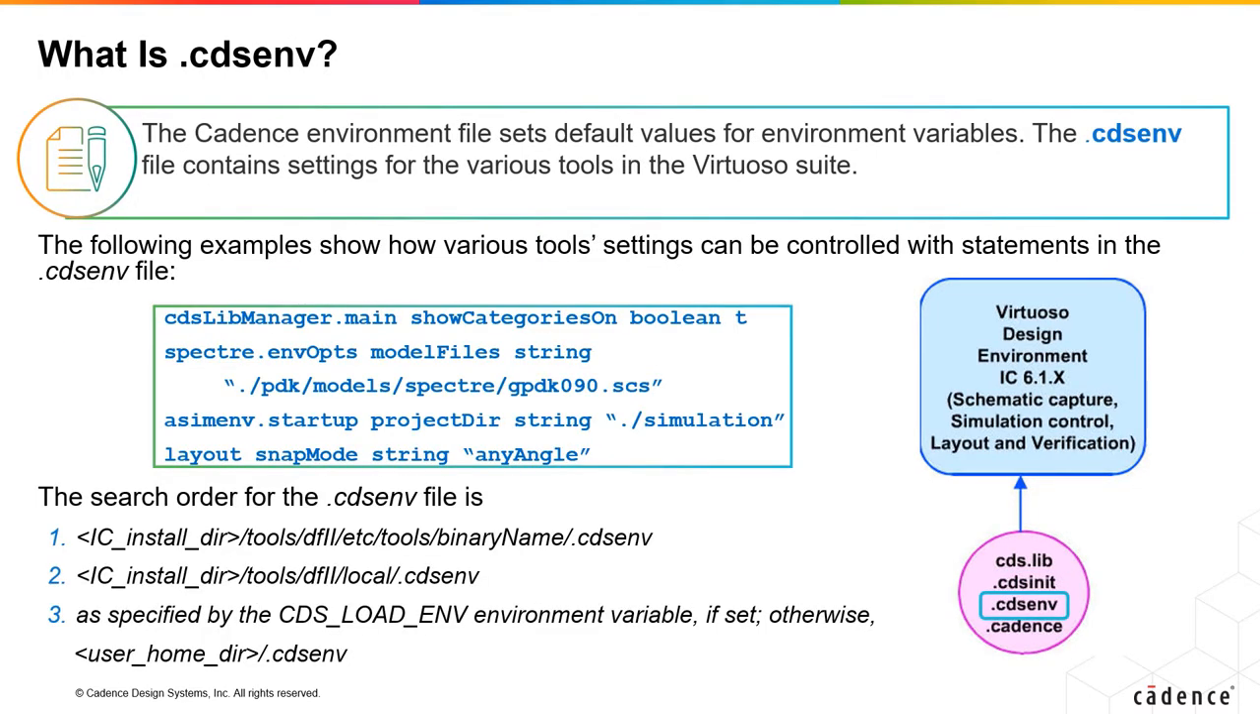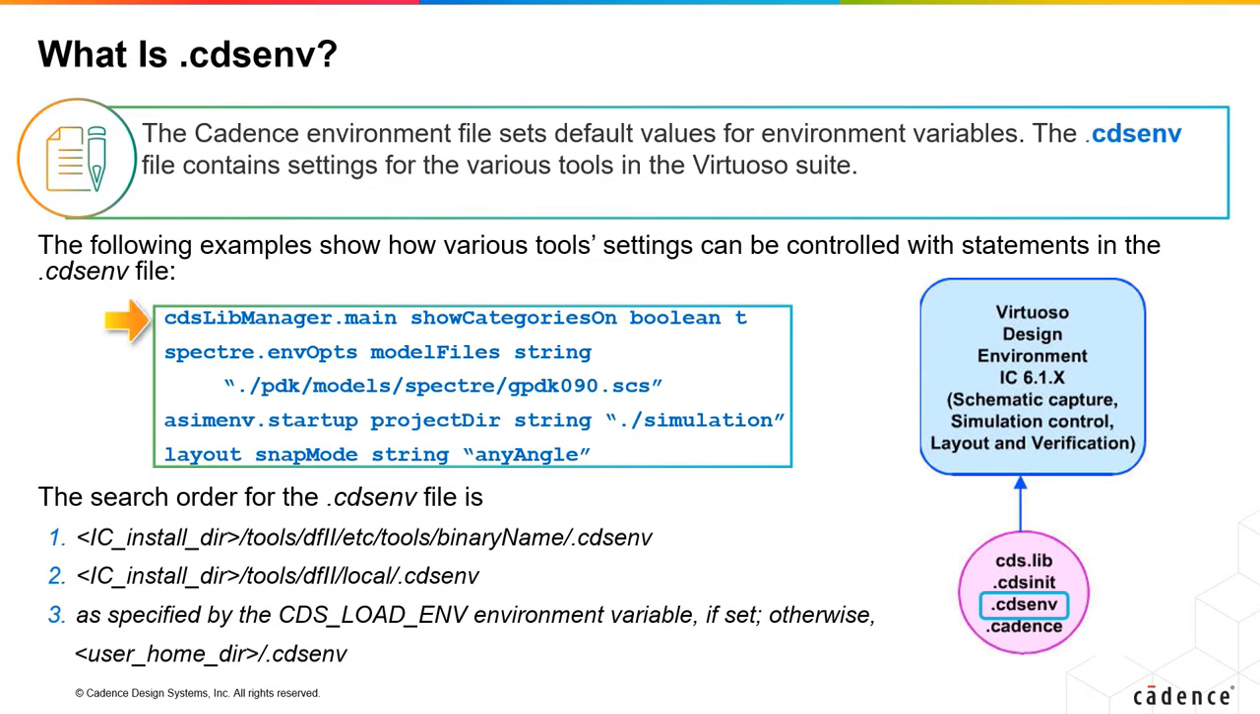The Virtuoso tool suite is composed of different tools such as the schematic editor and the ADE. Also, these tools interface with the Spectre Classic Simulator for netlisting and simulation. The .cdsenv file, that is the Cadence environment file, contains settings for the various tools in the Virtuoso suite. In the examples here, you can see how settings in different tools can be controlled.